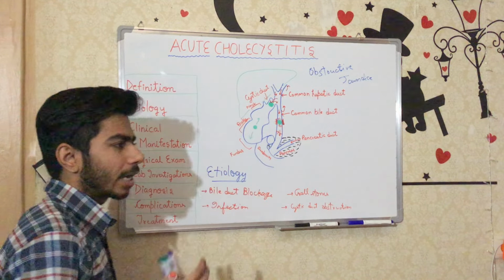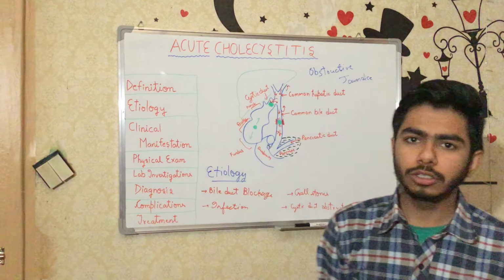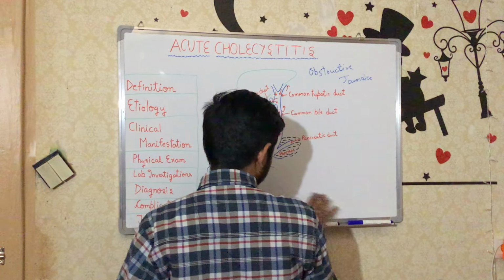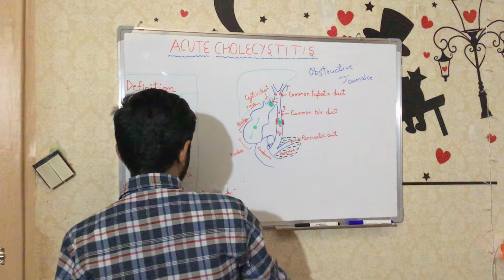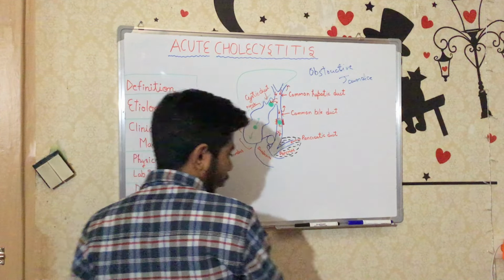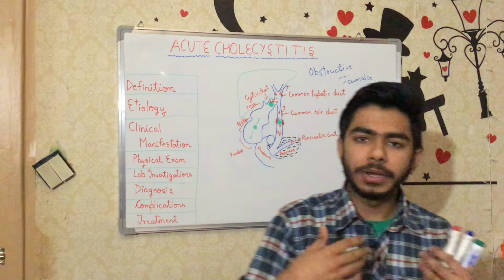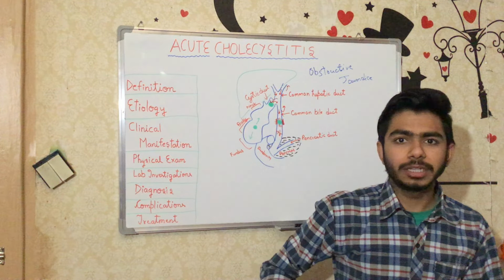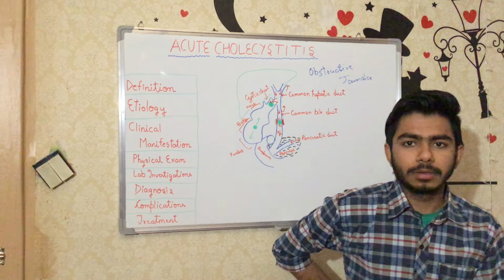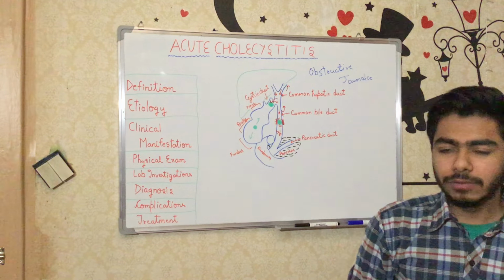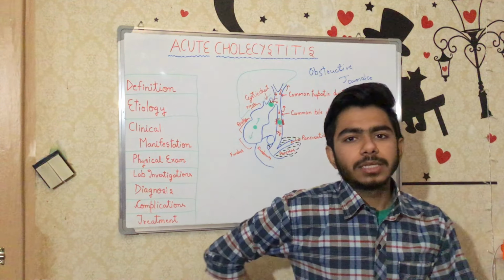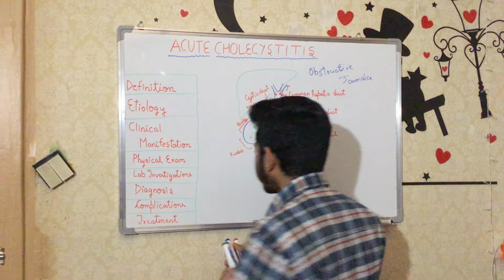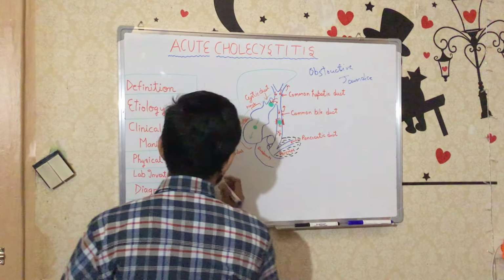Now let's talk about some signs and symptoms, some clinical manifestations of such patients. So what will be the history of these kinds of patients? They would have nausea. They would have vomiting. They have pain over here in the right upper quadrant, which is radiating to the backside through the right side, and they will have a high fever. So these are some clinical manifestations, signs and symptoms of such patients.